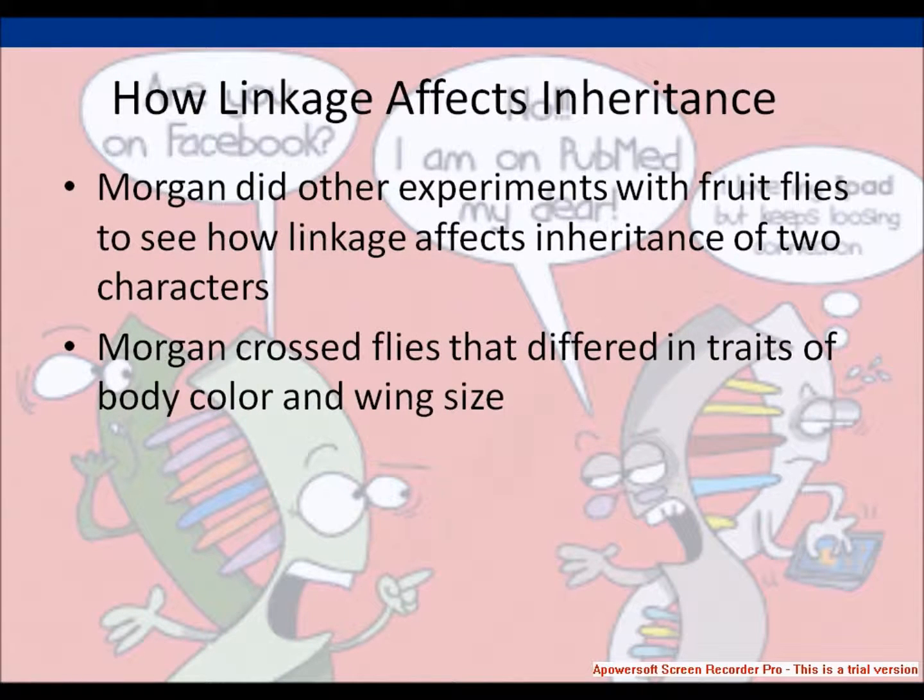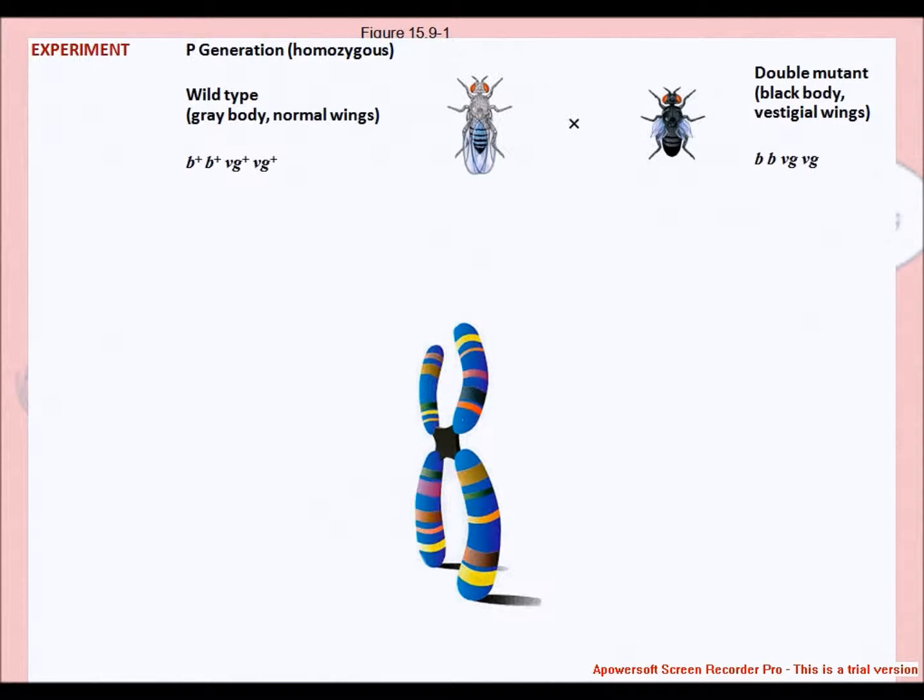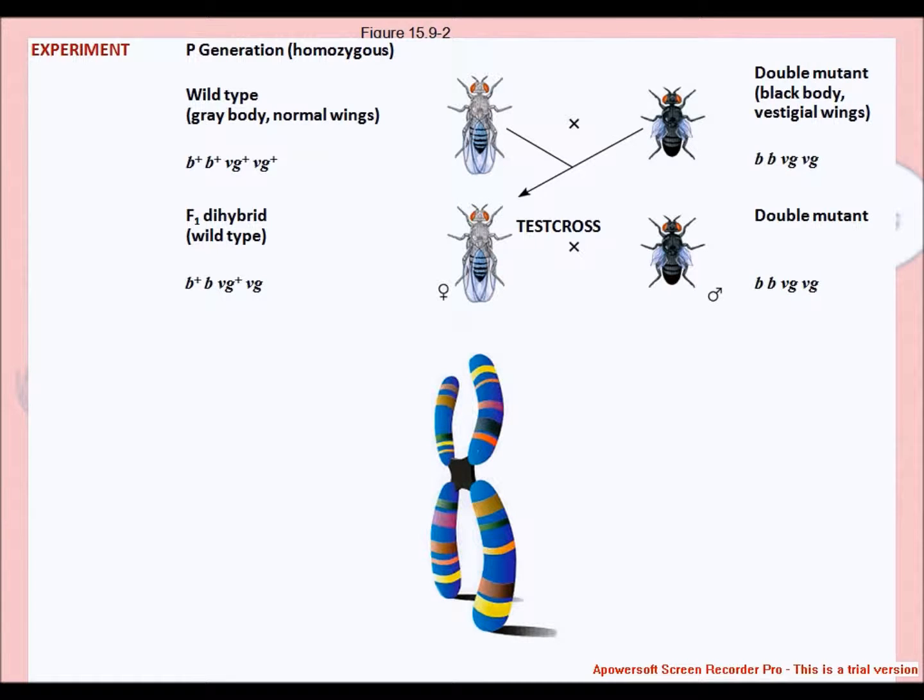How does linkage affect inheritance? Morgan did other experiments with fruit flies to see how linkage affects inheritance of two characters. Morgan crossed flies that differed in the traits of body color and wing size. These are the two fruit flies. One has a gray body with normal wings and the other has a black body with vestigial wings. Then the F1 generation test cross is produced.